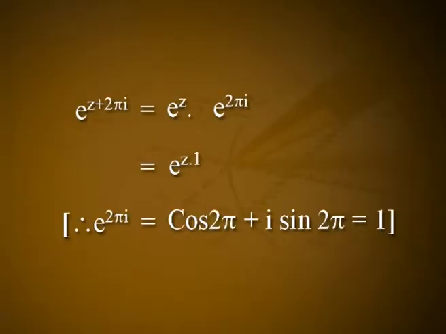Note that e^z is periodic with a pure imaginary period of 2 pi i. e^(z + 2 pi i) is equal to e^z into e^(2 pi i), which is equal to e^z into 1, because e^(2 pi i) is equal to cos 2 pi + i sin 2 pi, which is equal to 1. That is, e^(z + 2 pi i) is equal to e^z for all z.